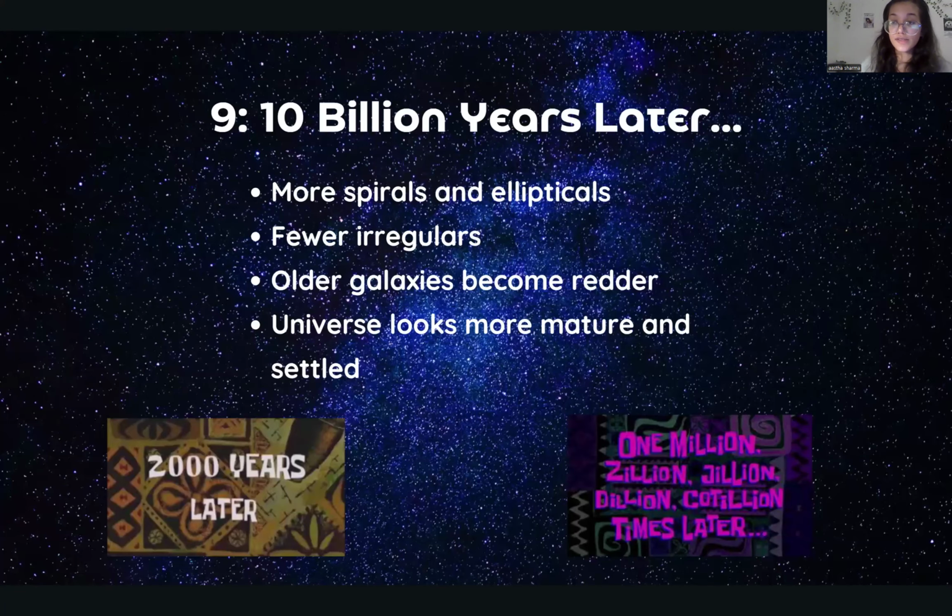Question 9 asks, what would the Hubble Ultra Deep Field look like 10 billion years later? What I think is that many of the small irregular galaxies would have evolved into more structured spirals or ellipticals. There would be fewer irregulars and possibly more mature galaxies with new star formation, and the universe would appear more mature and settled.